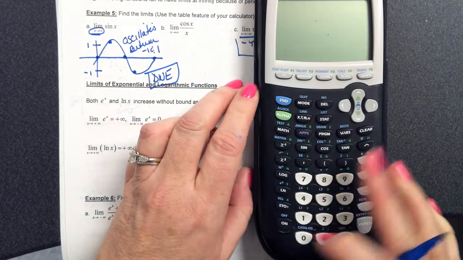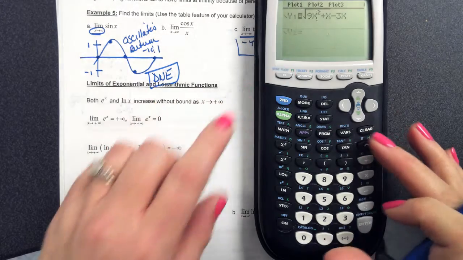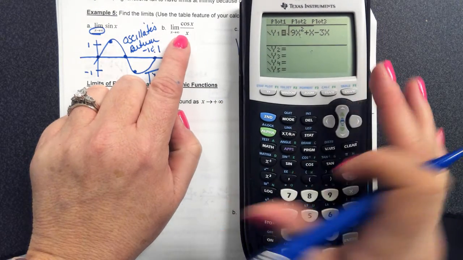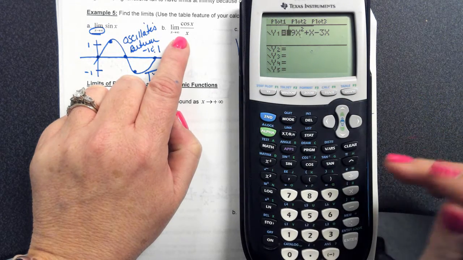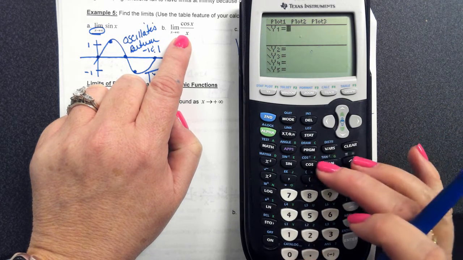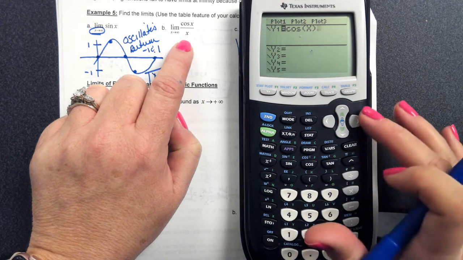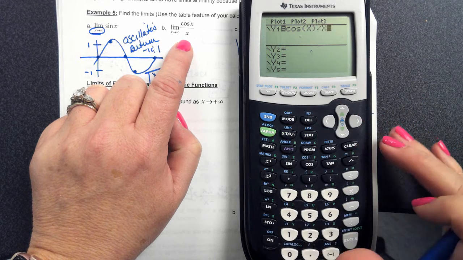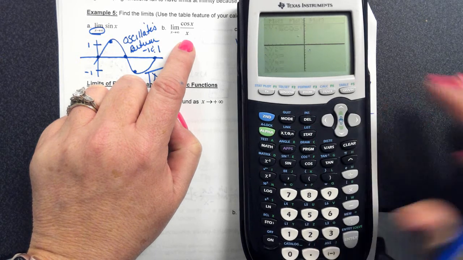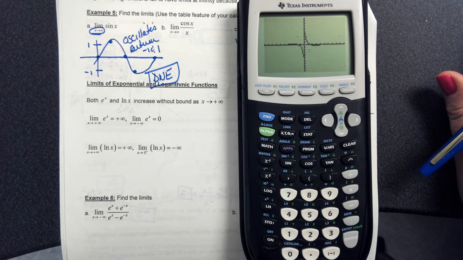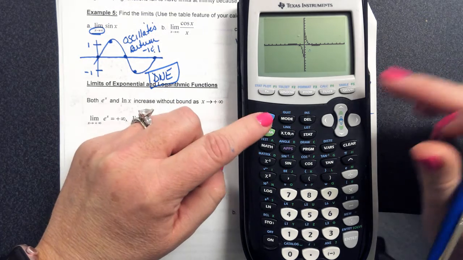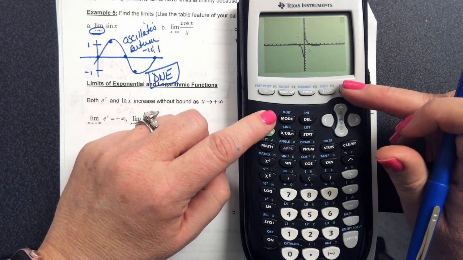All right, now let's take a look at B. So remember, you can always do limits by using your tables and using your calculators. So let's take a look at what the graph of cosine of x divided by x is going to look like. Here it's getting really close to 0, isn't it? So let me look at the values in my table to confirm if it's getting close to 0 or some other value.